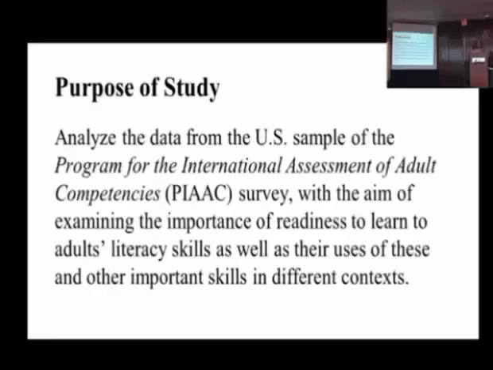So I'm just going to very briefly lay out what our task was. The purpose of this study was to analyze the PIAAC data with the aim of examining the importance of readiness to learn to adult literacy skills, as well as their uses of these and other important skills in different contexts. Adult readiness to learn is not our term. It's a term that was used within the PIAAC, and we will define it more, or we'll attempt to define it more as we go along.